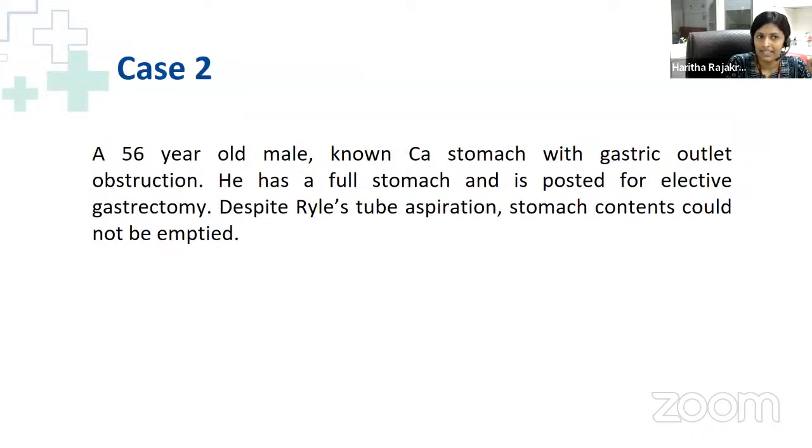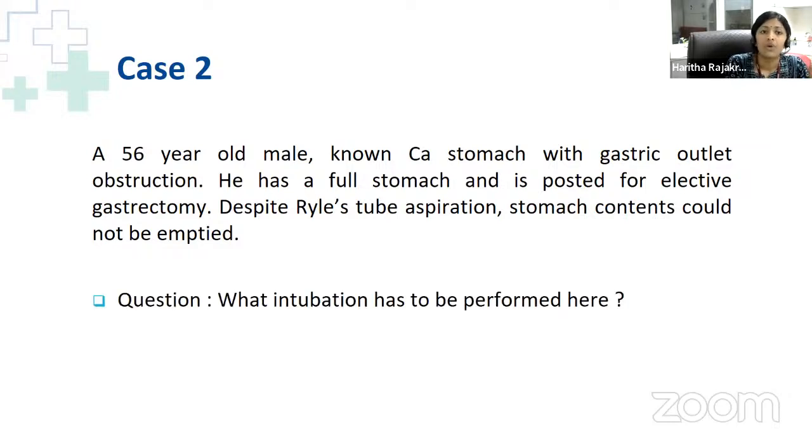So moving on to the next case, we have a 56-year-old male, known cancer of stomach with gastric outlet obstruction. Now he has a full stomach and is posted for elective gastrectomy. But despite Ryle's tube aspiration, stomach contents could not be emptied. So what intubation has to be performed here?